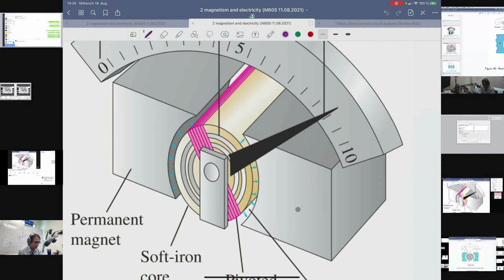And of course, there is a pointer or needle, and there is a spring to bring the shaft back to the original state, which is the zero position here. This is the scale, and it can go up to 10 or any maximum point on the scale. The coil is made of soft iron and is wound around the cylindrical shaft, which has to pass through the pivoting point.